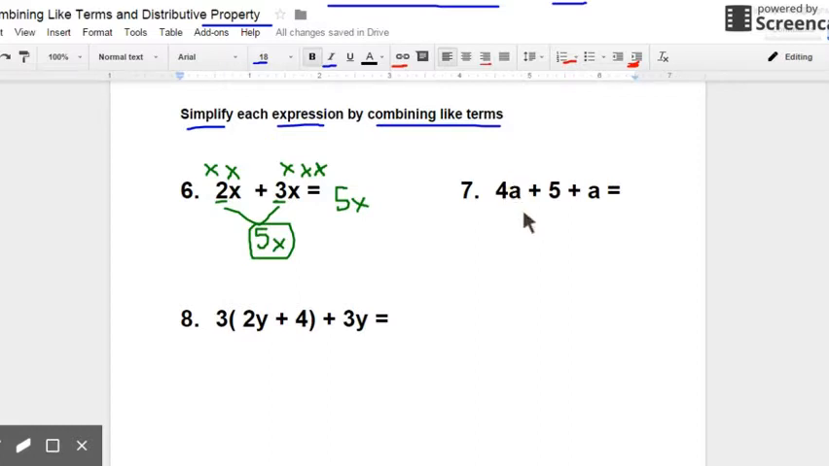So on problem number 7, there are 2 terms here that are alike and 1 term that is not. If we look here, we read this is 4a plus 5. Well, remember, like terms have, so let's go and underline our like terms.